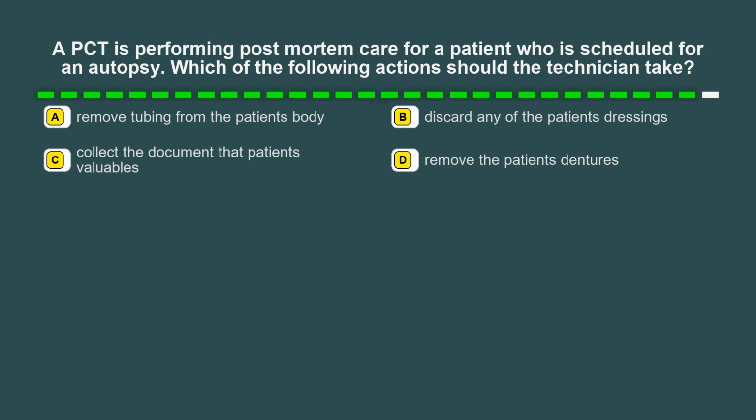Question 28. A PCT is performing post-mortem care for a patient who is scheduled for an autopsy. Which of the following actions should the technician take? Option A, remove tubing from the patient's body. Option B, discard any of the patient's dressings. Option C, document the patient's valuables. Option D, remove the patient's dentures.